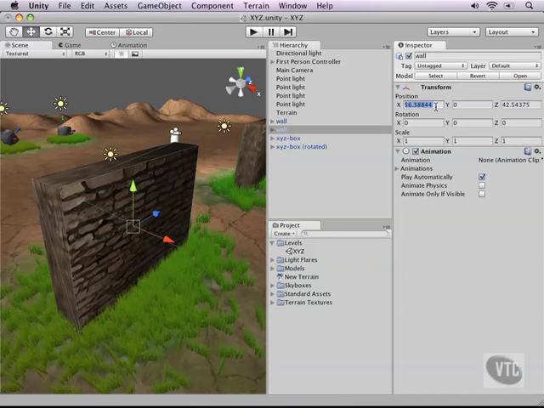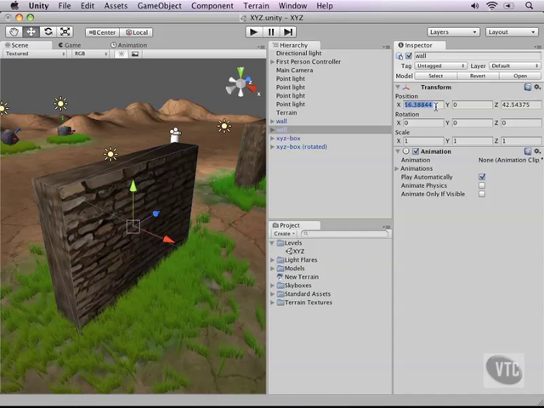X is also not very hard to understand, although it's a little more complicated to remember than Y, but X is always towards the right of the object. So it's basically your horizontal axis, but mainly going towards the right.